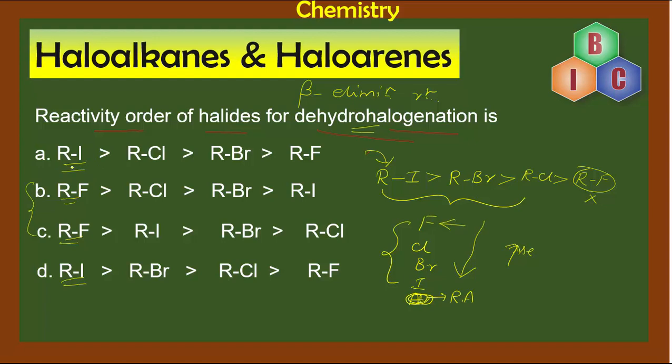Okay, so now alkyl iodides. Next one we are seeing is alkyl chloride. So definitely this cannot be the answer. So option D will be our correct answer. Alkyl iodides are more reactive than alkyl bromides, more reactive than alkyl chlorides, more reactive than alkyl fluorides. So we are writing this in the decreasing order of reactivity. Decreasing order of reactivity. Okay.